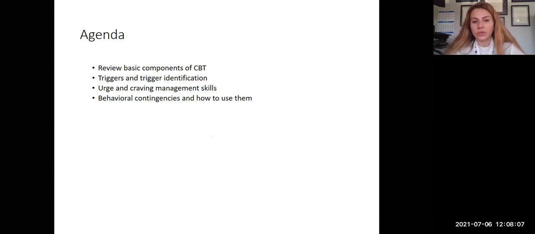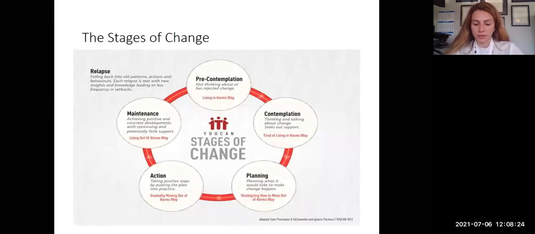So I'm going to cover those basic components of CBT, and then I want to give you, really briefly, a snippet of what some of the interventions that fall under the relapse prevention category would look like. I'm going to talk about trigger identification, urge and craving management, and then behavioral contingencies.